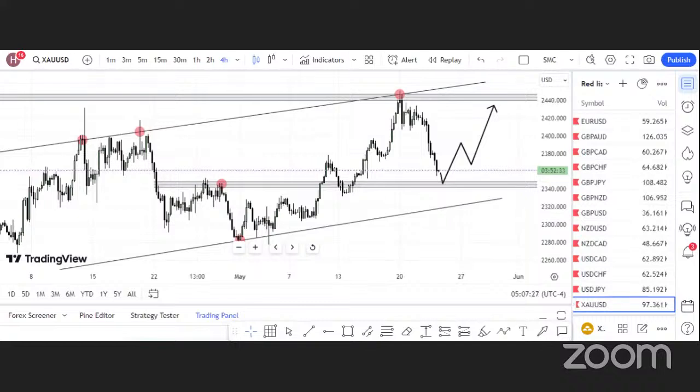Okay. So for today, I think we should look at the support and resistance once more. Today we are going to be looking at the support and resistance once more before we continue.